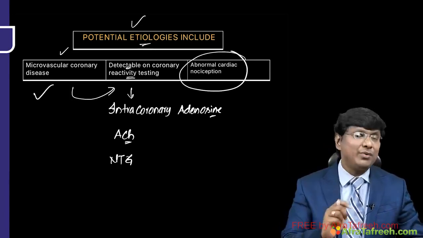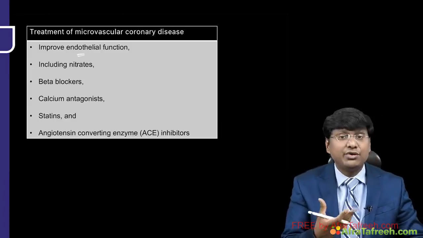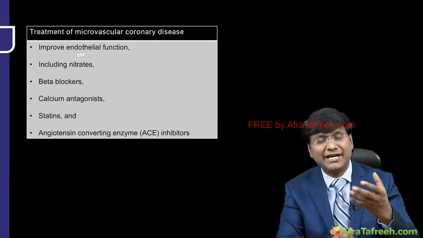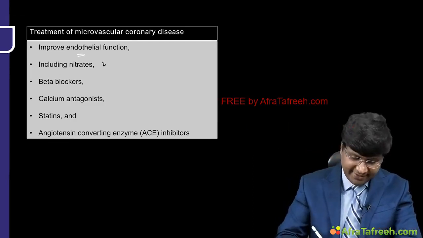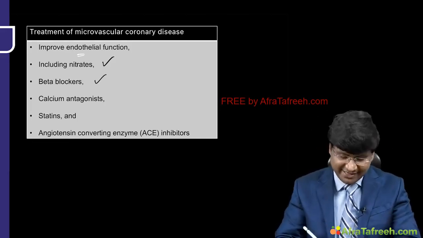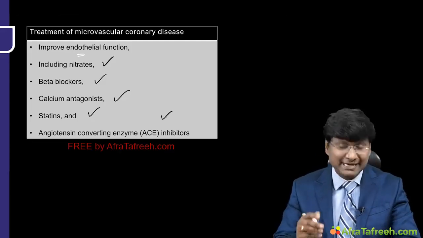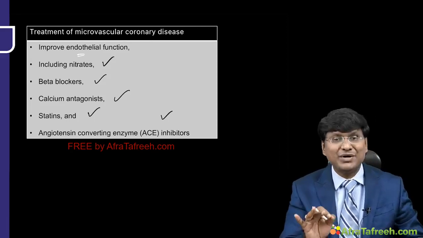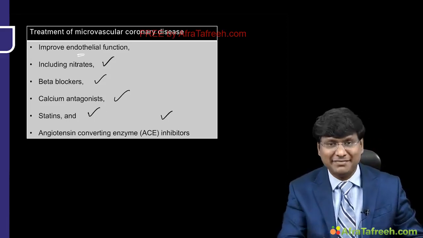If there is microvascular coronary disease, then what you need to do is ensure the improvement of the endothelial function. How can you ensure the improvement of endothelial function? By supplementing the nitrates, the beta blockers, the calcium channel blockers, the statins, and the ACE inhibitors. So the treatment of microvascular coronary disease should focus on the following parameters.